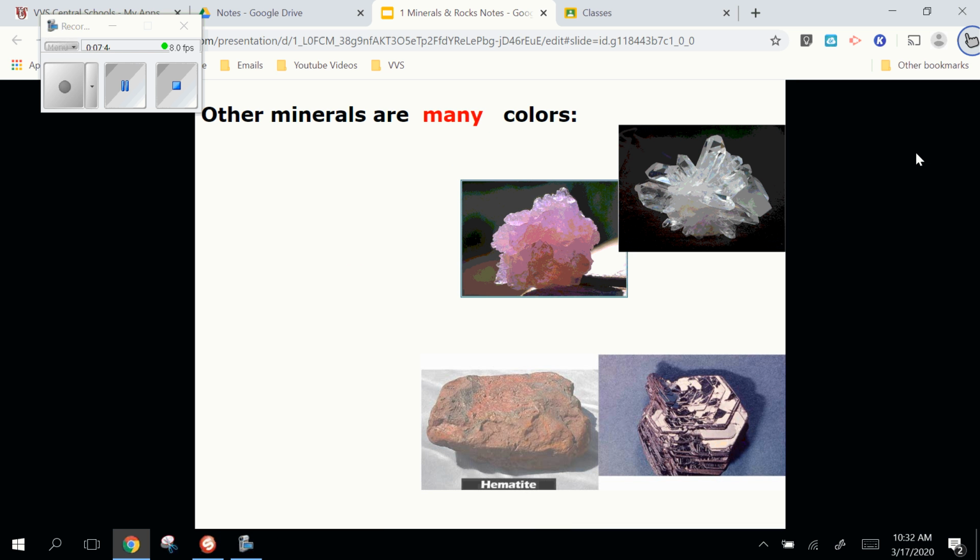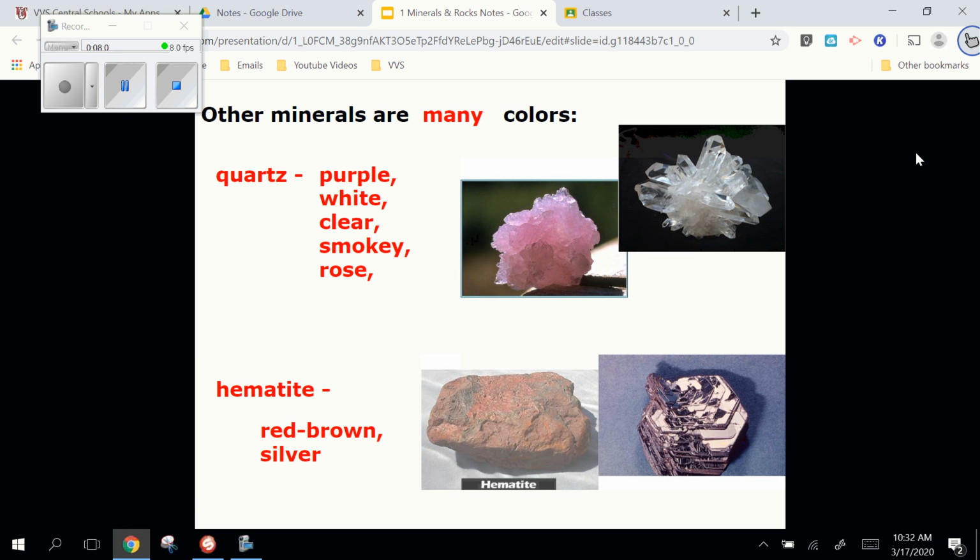And not to mention the fact that there are some minerals, for example, quartz, that basically can come in pretty much any color you can think of. I put the key main ones that it comes in here: purple amethyst, white, clear, smoky, rose quartz. Hematite can be red, brown, it can be silver. But again, you might see a particular mineral and it could be multiple different colors. So if you go by just the fact that, oh, well, quartz is clear, it's got to be quartz. No, because you could have a piece of purple quartz, rose quartz, white quartz, whatever, okay? So color is not great to use by itself. In fact, it's pretty bad to use by itself.